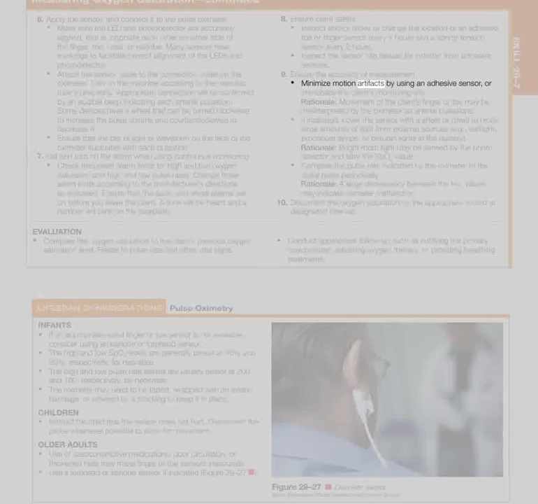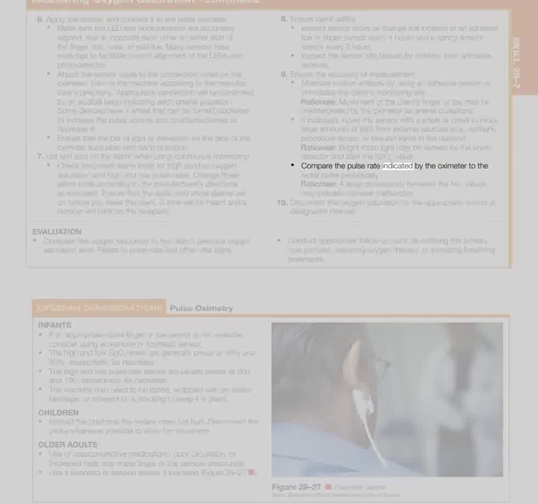Minimize motion artifacts by using an adhesive sensor, or immobilize the client's monitoring site. Rationale: movement of the client's finger or toe may be misinterpreted by the oximeter as arterial pulsations. If indicated, cover the sensor with a sheet or towel to block large amounts of light from external sources, for example, sunlight, procedure lamps, or bilirubin lights in the nursery. Rationale: bright room light may be sensed by the photodetector and alter the SpO2 value.